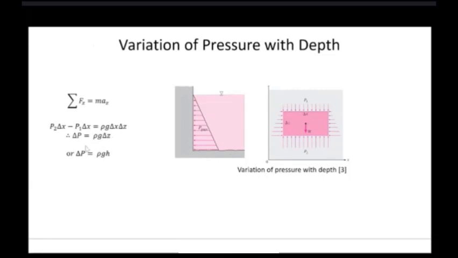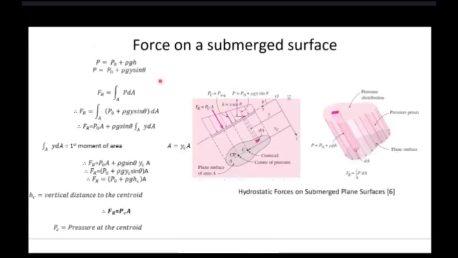Ordinarily, what you would see is change in pressure equals rho g h. So the height of the fluid, the height of the change as you're moving down through the fluid, what is that height? That height is delta z in this diagram here. So change in pressure equals rho g h. That's how we can calculate the variation of pressure with depth. Okay, so we understand how pressure changes with depth.